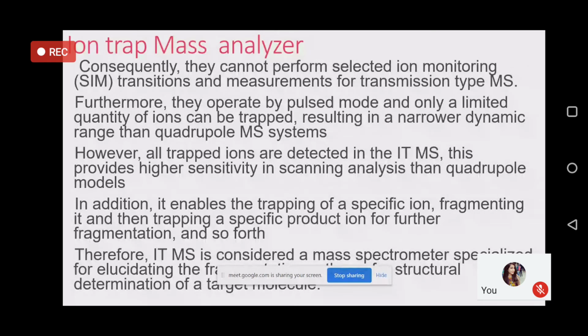Once that is over, the signal will stop because all the ions with that m by z value which were trapped in the ion trap have been discharged. They have already reached the electrode, they have been discharged, or the charge on them is removed. They have registered the current, and the current of the signal will come to zero.